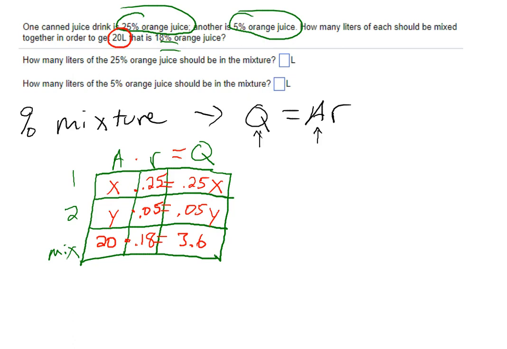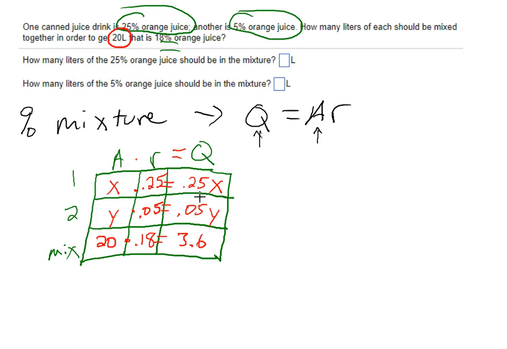Now that we have the table completely filled in, what we need to extract out of this table, since we have two variables, is two equations. One of the equations, it always happens this way with mixture problems: this is the quantity of orange juice from the first drink, this is the quantity of orange juice from the second drink, and this is the quantity of orange juice of the two mixed together.